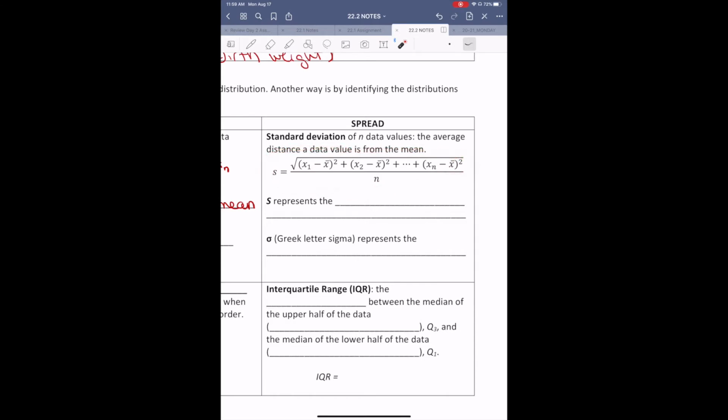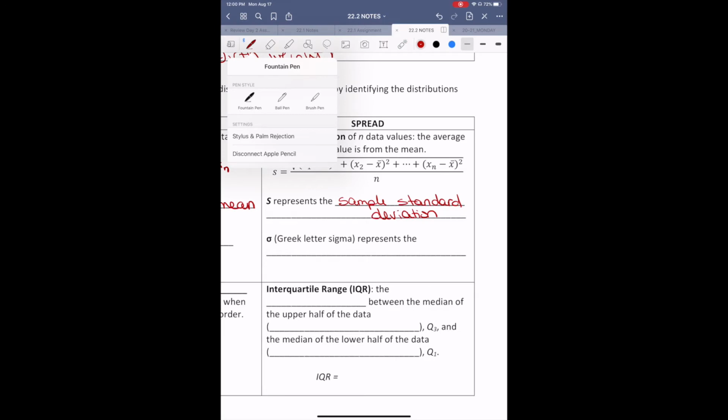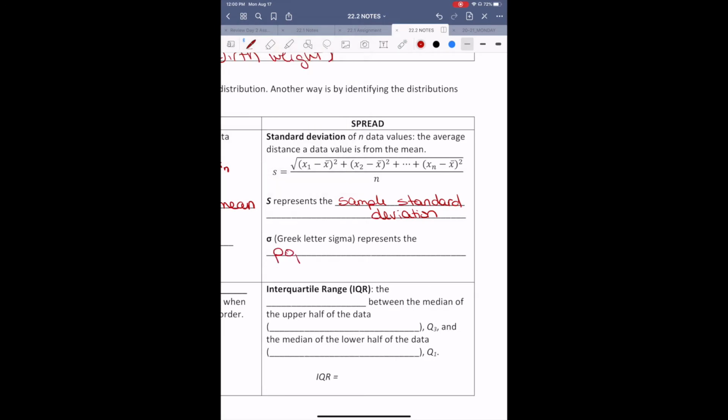So looking at this, the capital S represents the sample standard deviation. And sigma, this Greek letter sigma, represents our population standard deviation.